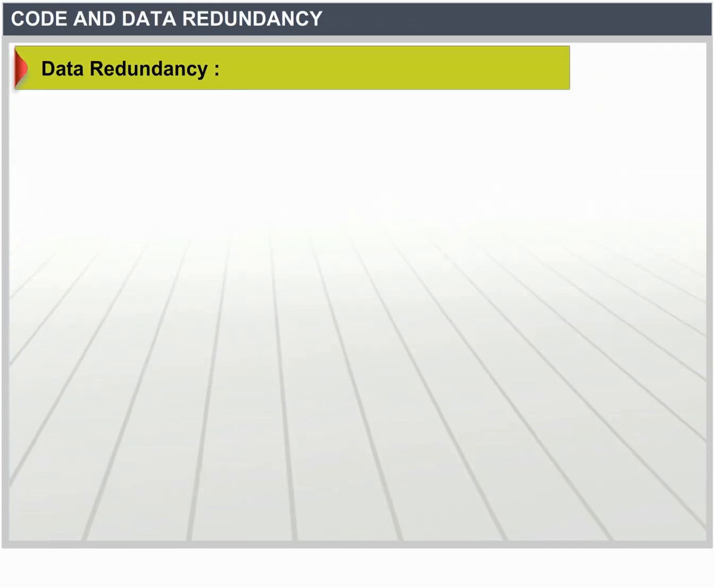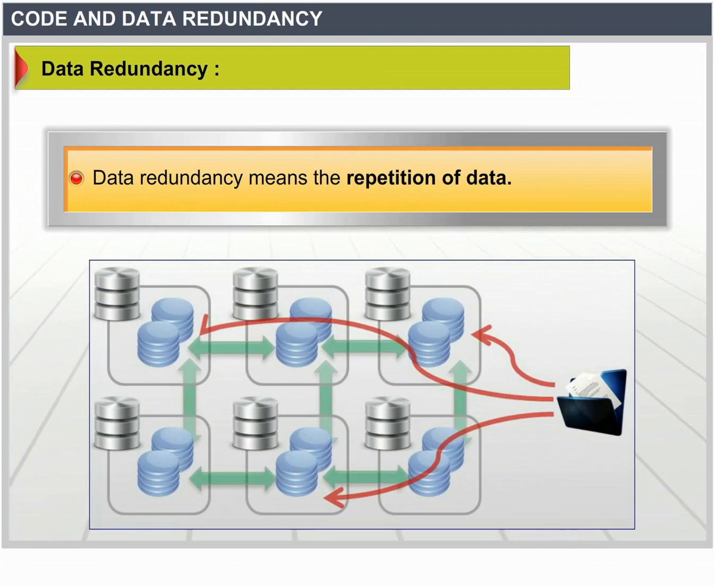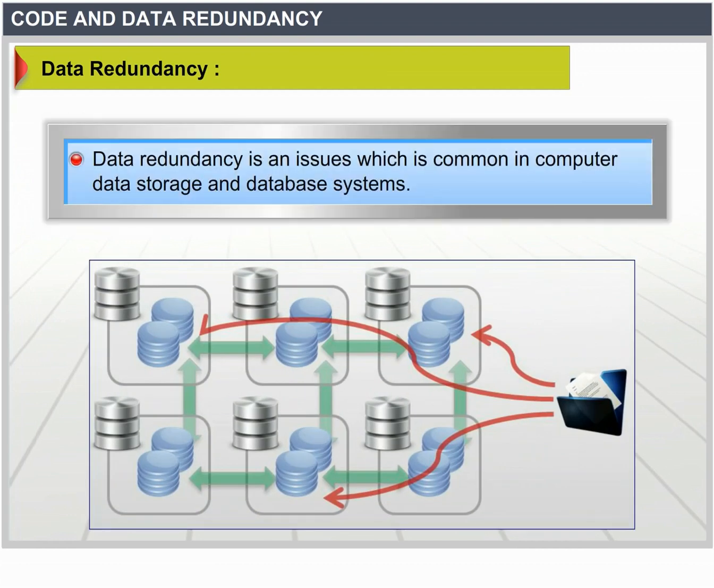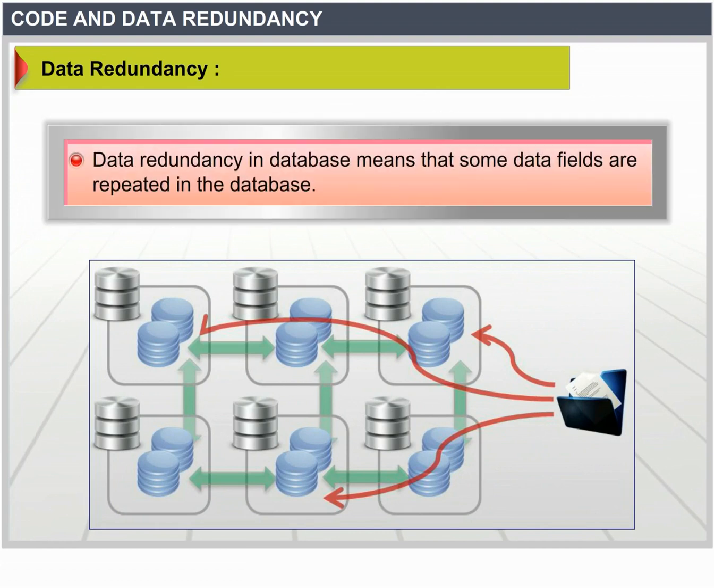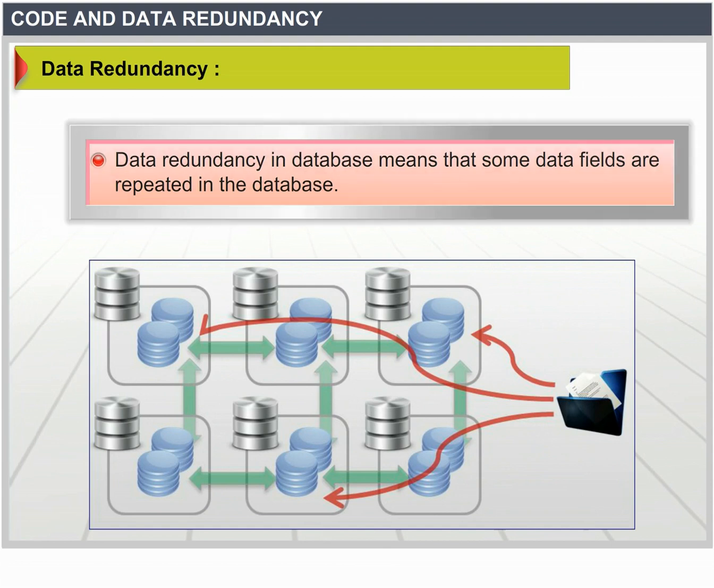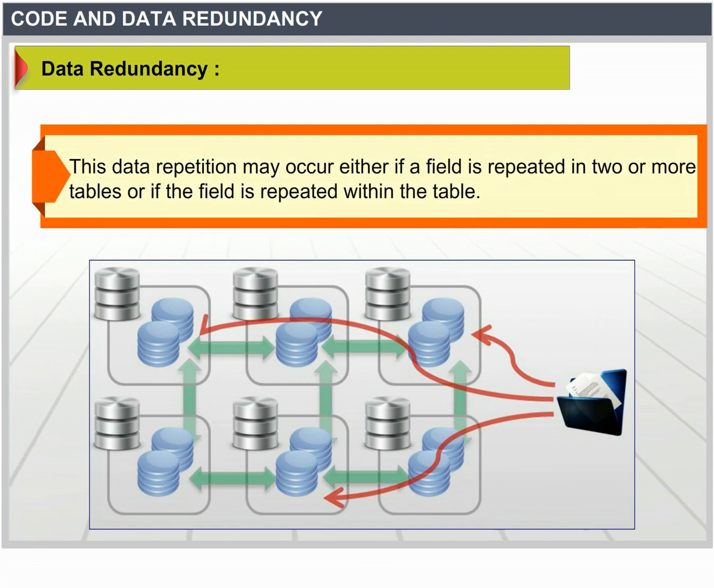Data redundancy. Data redundancy is the repetition of data. Data redundancy is a common issue in computers' data storage and database systems. Data redundancy in a database means that some data fields are repeated in the database. This data repetition may occur either if a field is repeated in 2 or more tables or if the field is repeated within the table.